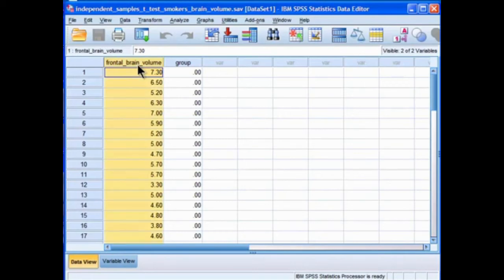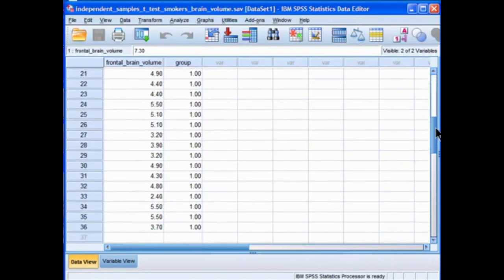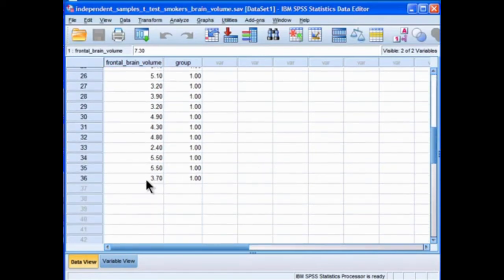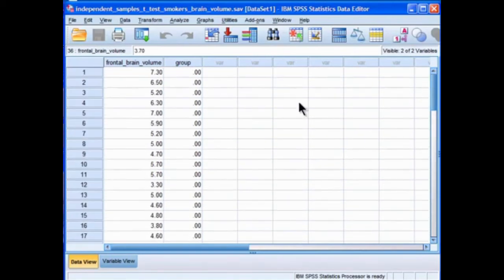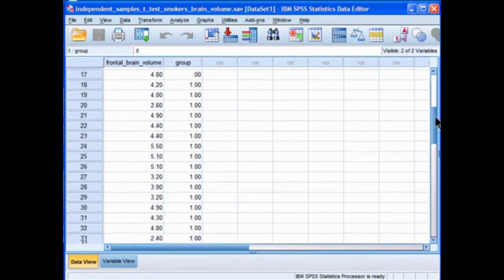Open your SPSS data editor. In one column, input the frontal brain volume measurements, your dependent variable data, which are measured on an interval ratio scale. And it goes from 7.3 all the way down to 3.7, a total of 36 participants in this sample. And then we've got our grouping variable. We have two groups, zeros and ones. Zeros are the non-smokers and ones are the smokers.